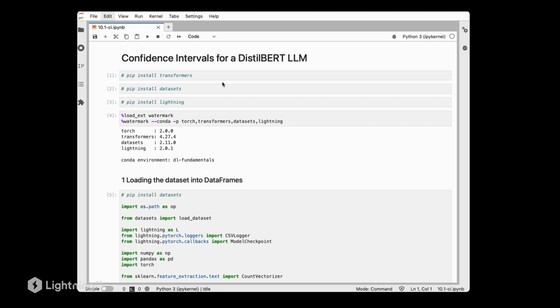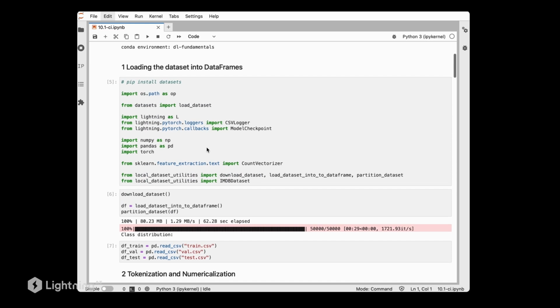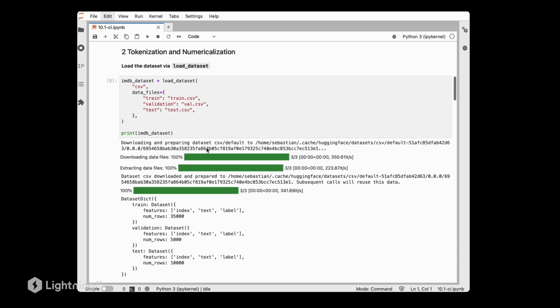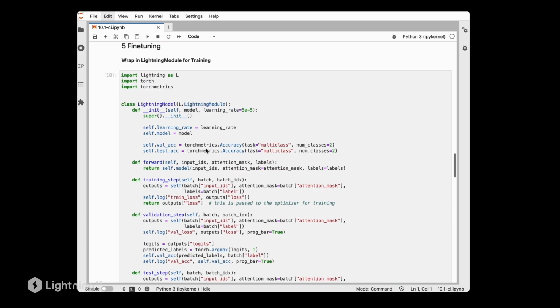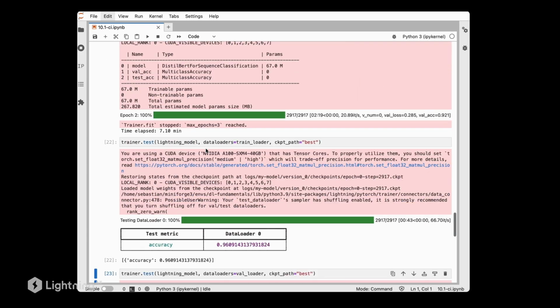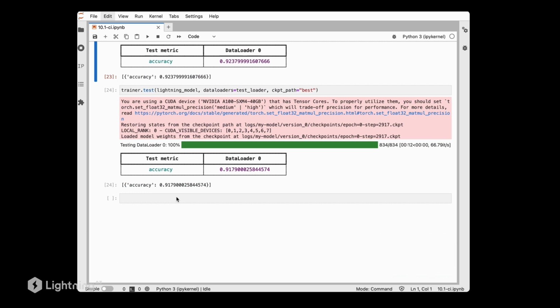So here I have a model from Unit 8 and 9, the Distilled model, that we trained on the movie review dataset. So that's the same code here, and I'm not walking through this because we already discussed that several times. The interesting part though is at the bottom, the test set accuracy. So this model achieved a 91.79% test set accuracy, and now we are going to add a confidence interval for this test set accuracy.